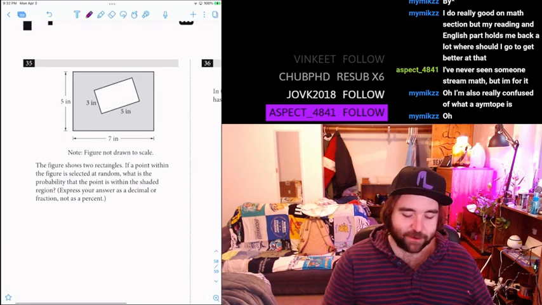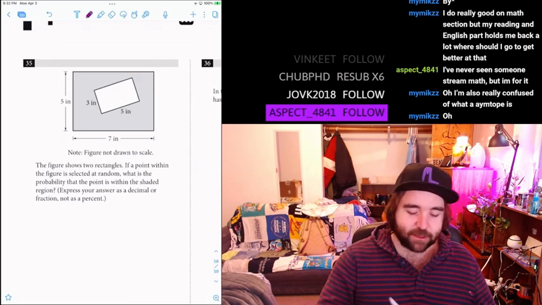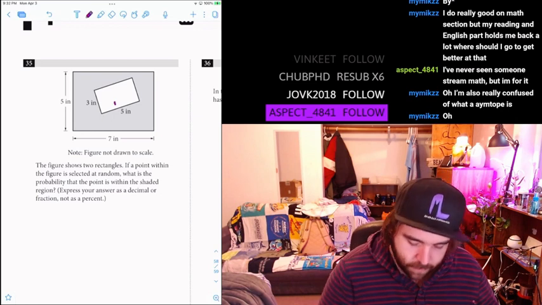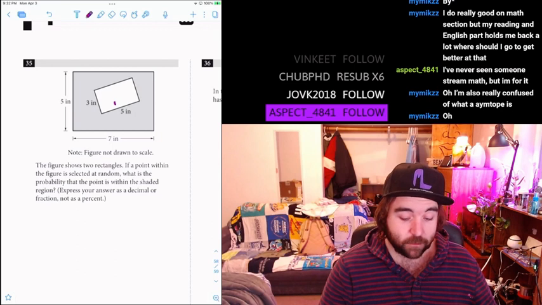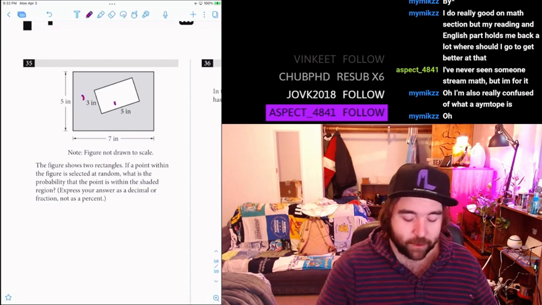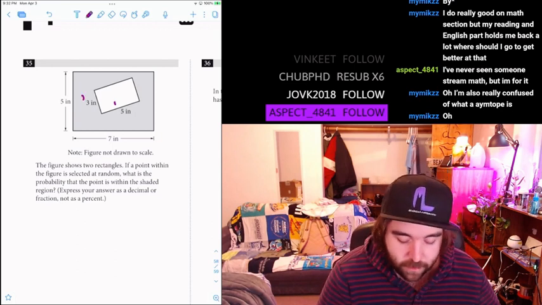The figure shows 2 rectangles. If a point within the figure is selected at random, boom, what is the probability that the point is within the shaded region? Well, so that one wasn't right, but maybe if we went randomly again, that one was.